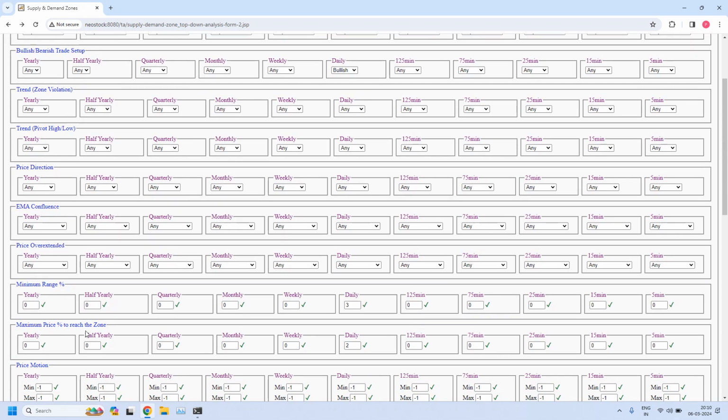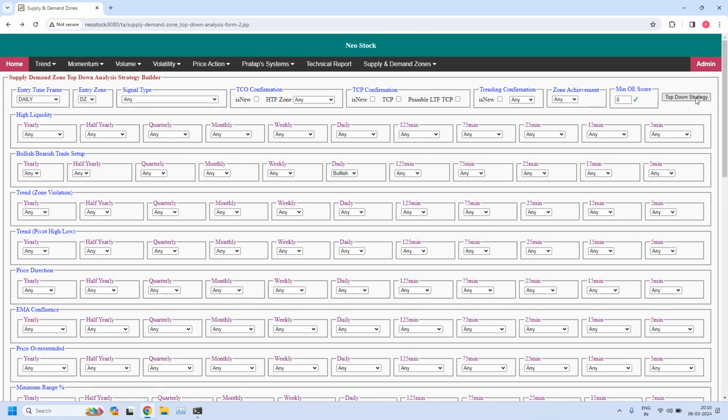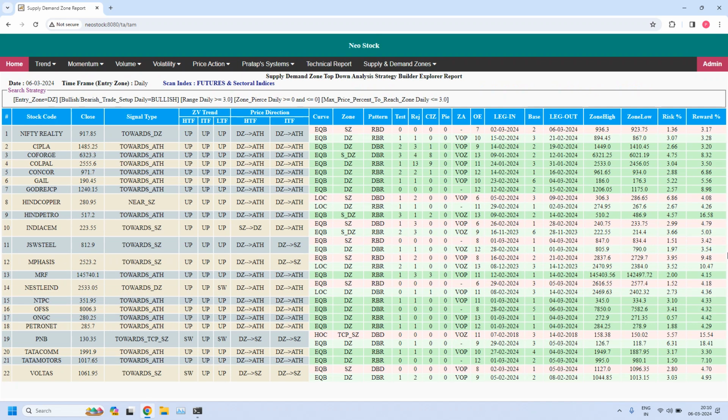So maximum price percent to reach the zone, I am changing from 2% to 3%. So you got 22 stocks. From this list, you can filter the stocks. And if you get an entry tomorrow, maybe some stocks, if not tomorrow, day after tomorrow, you may get.